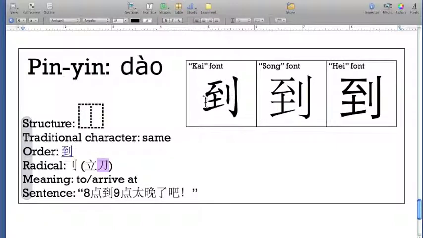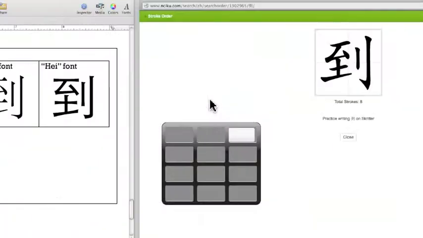Now what's interesting about this dao character is that this part on the left that I'm circling right now is zhi, and zhi has a very similar meaning to the whole character dao. So we can say that this is a pronunciation part, but really this whole character seems like we're just adding a knife onto the same character, zhi, meaning to. And we'll look at this in a few sentences in a moment. The stroke order goes like this.